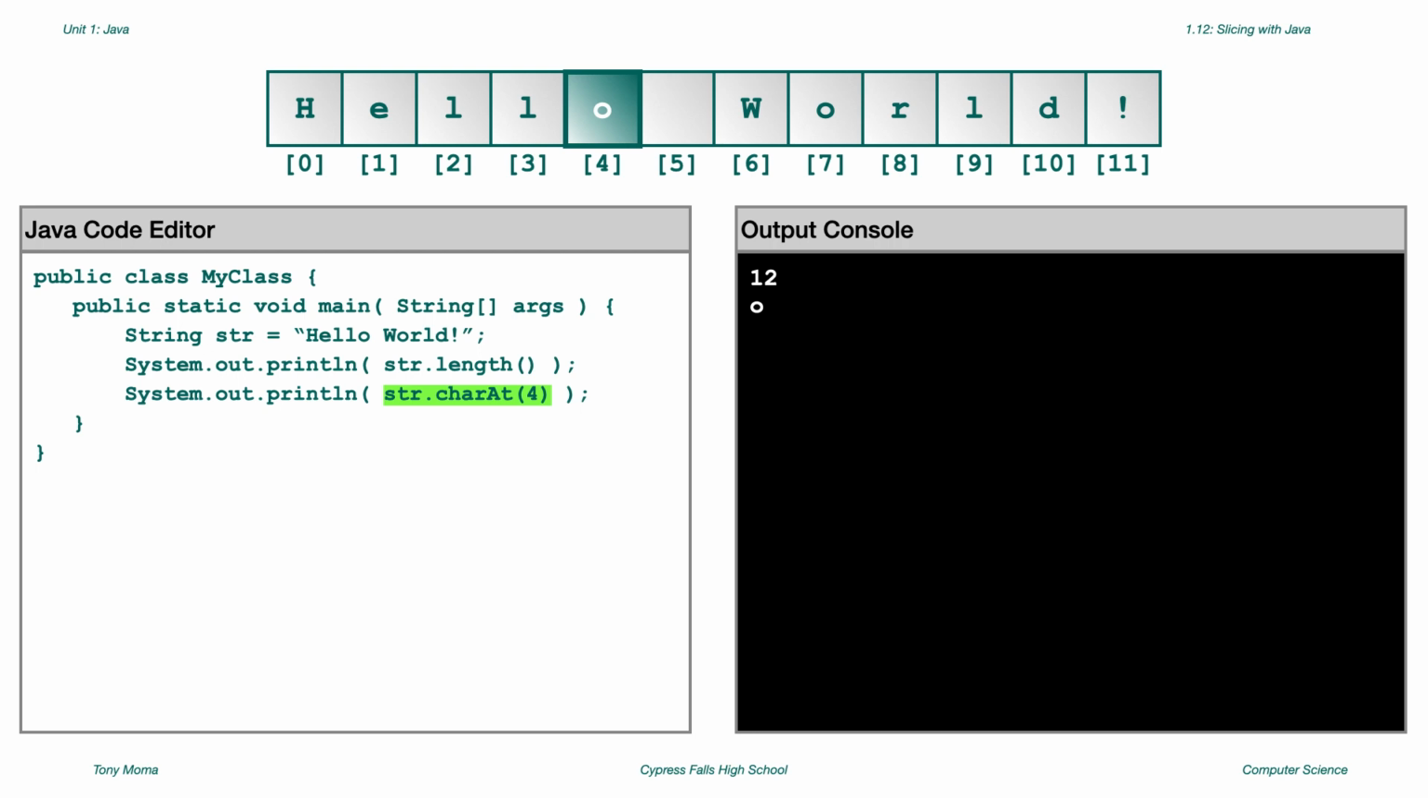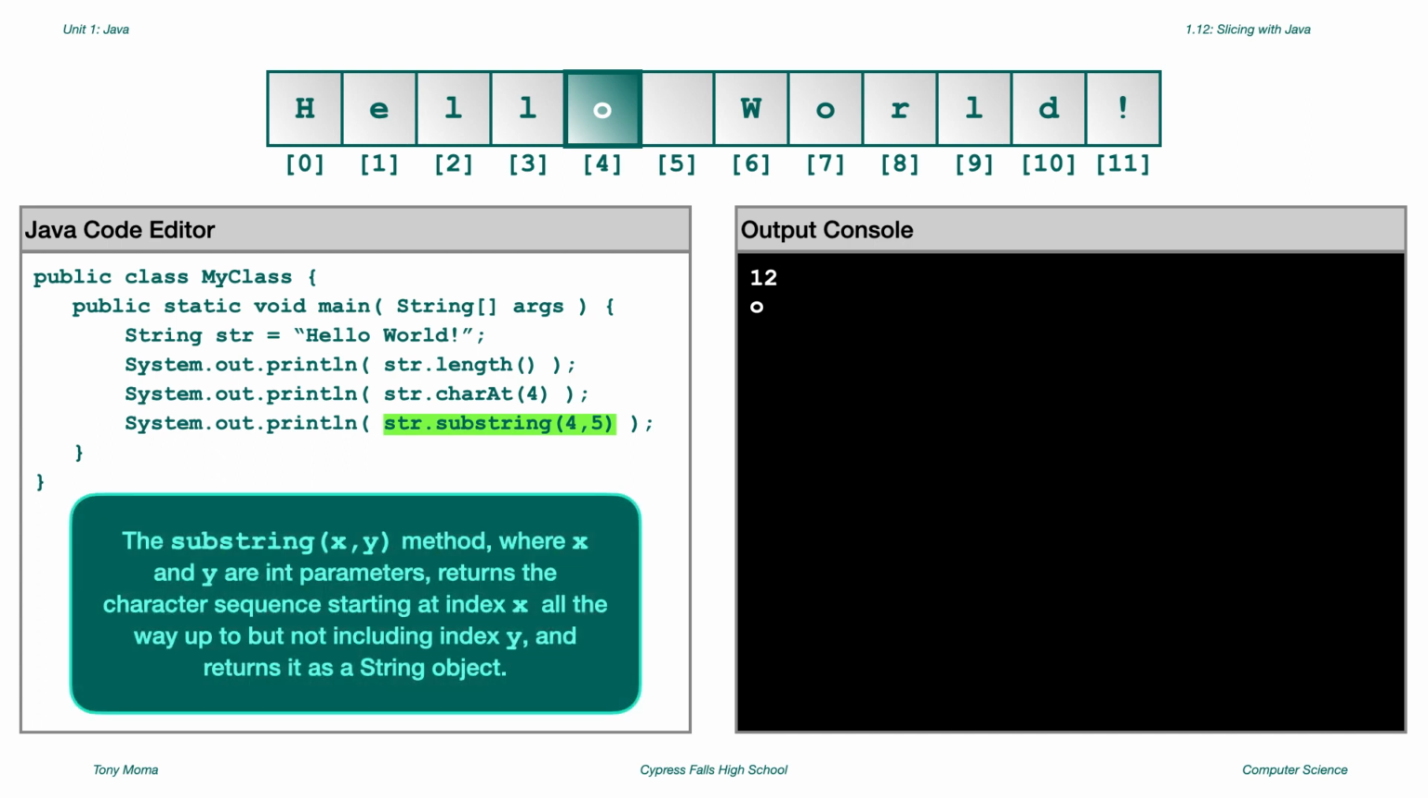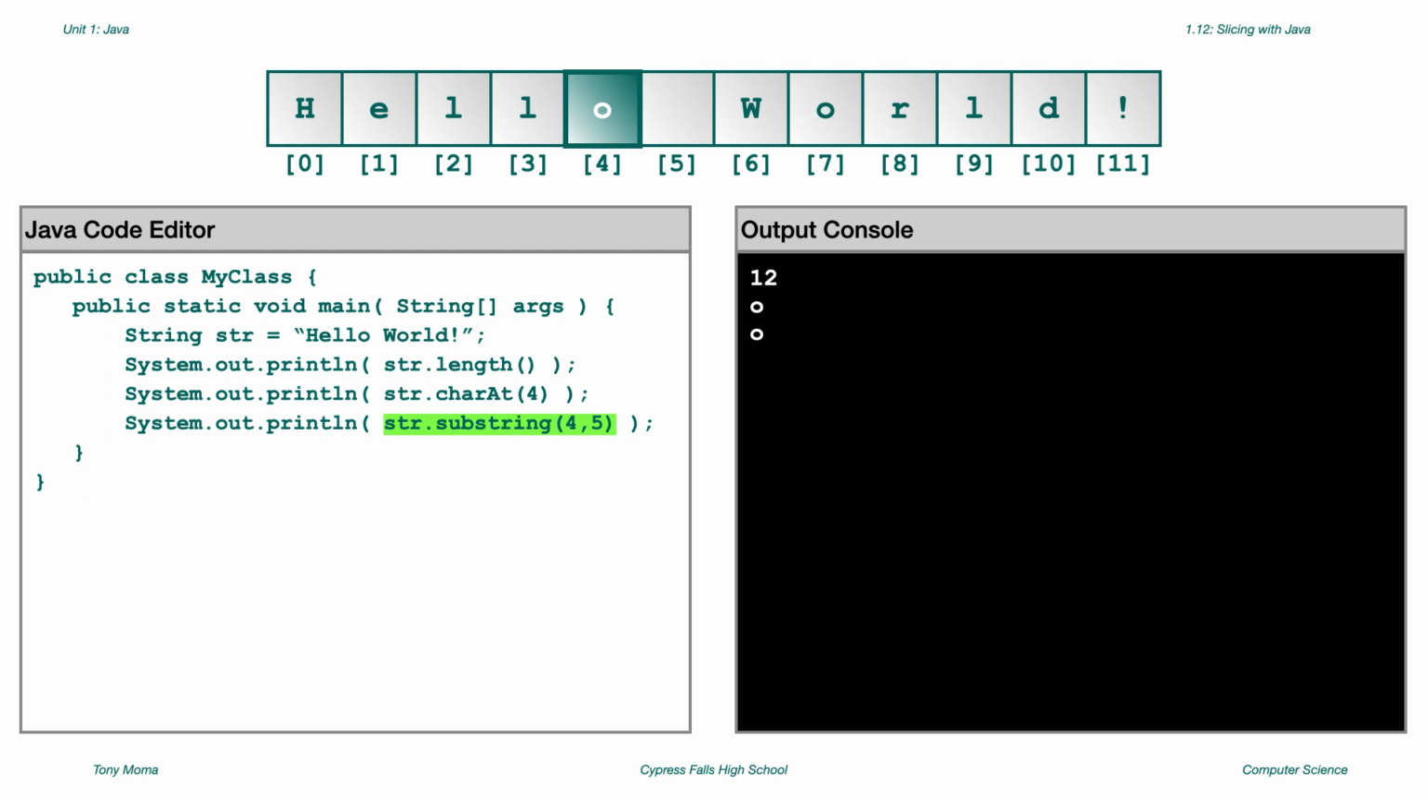Another way we could have retrieved this character is through the substring method. The substring(x, y) method, where x and y are int parameters, returns the character sequence starting at index x all the way up to but not including index y, and returns it as a string object. Here in this example, we're saying return the character sequence that starts at index 4 and goes all the way up to but does not include 5. This produces just one character, which once again is lowercase o. Thus, lowercase o gets printed out to the screen here.